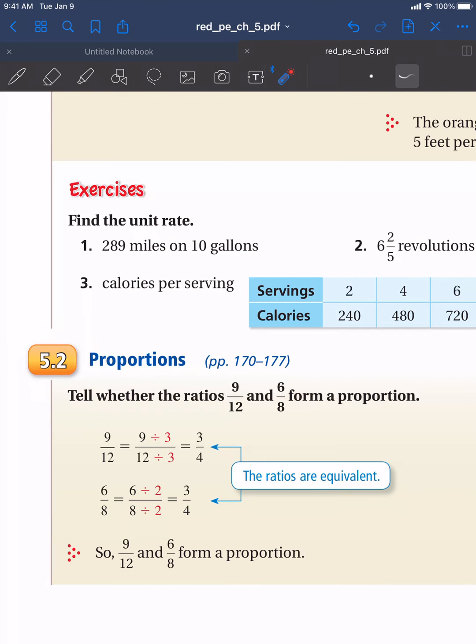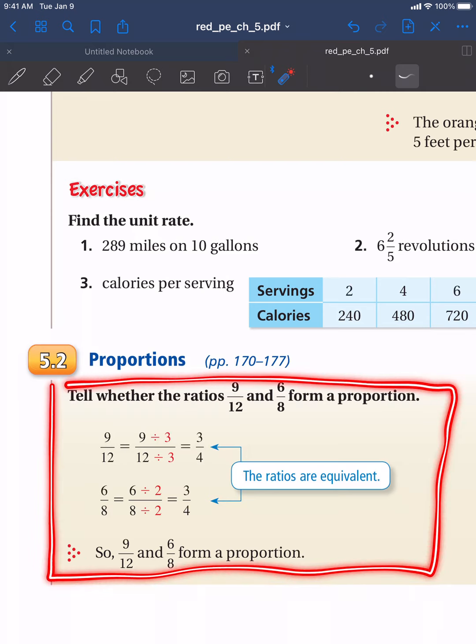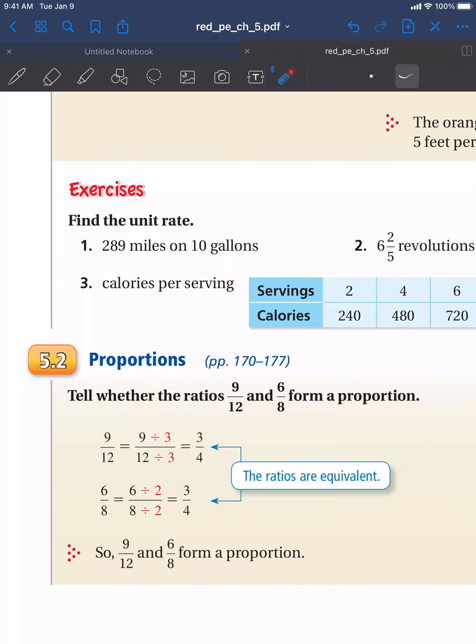Now remember, if it's inside this brown box, you don't need to write it down. I just want you to pay attention. It's when we get to the exercises that you need to write down, okay? Yep, so on this one, I just need you to pay attention to me, okay? Can you guys tell me whether 9/12 and 6/8 form a proportion?